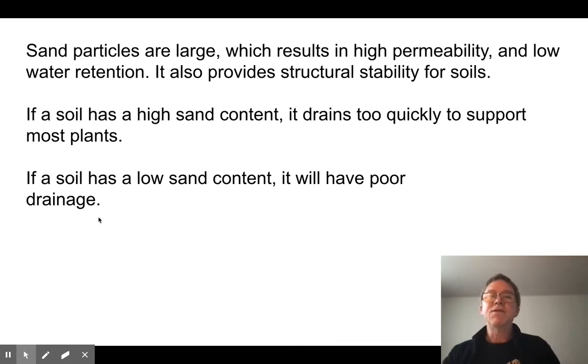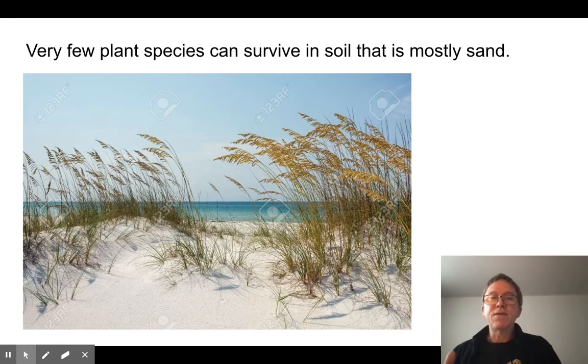So what we find is if the soil has a very high sand content, it drains too quickly to support most plants. After a rain event, it pretty much dries out right away. But if a soil has too low of a sand content, it tends to have poor drainage and a lack of structural support, so it tends to become compressed and waterlogged. Now, it's worth pointing out that there's very few plant species that can survive in just pure sand. Like sea oats are one of the few that can.